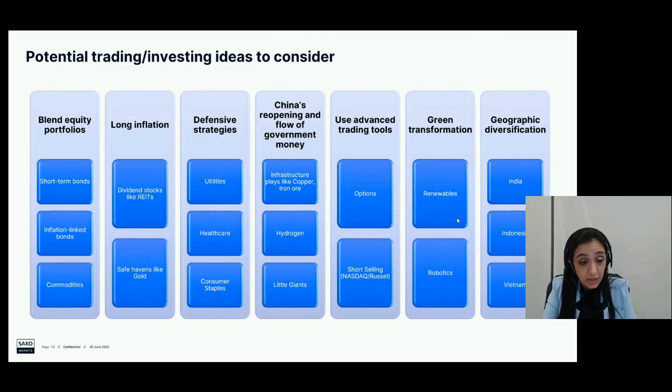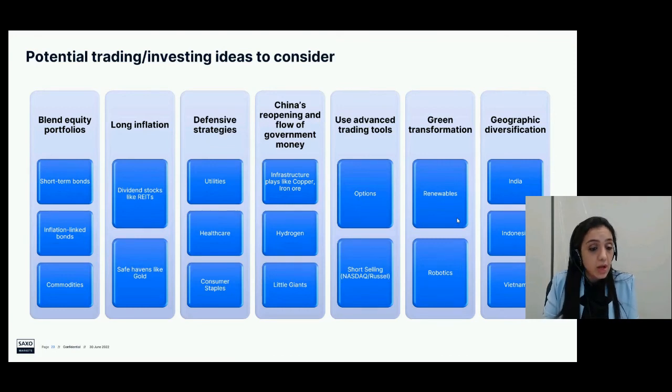That's the last part I have. Since we are here in Asia today, I think it's probably important to mention diversification in India. And I do see a lot of potential in Vietnam, in Indonesia, and of course, India as well. But that being said, that doesn't mean that these markets will not see downsides. Global tightening will, of course, have an impact on these markets as well. But these are some of the options you can consider to have that long-term growth in your portfolios as well.